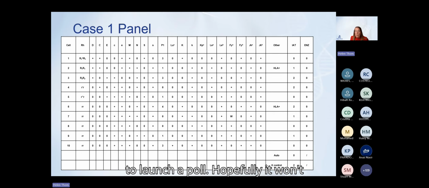But I am just going to launch a poll. Hopefully it won't interfere too much with you looking at this screen, just to see what antibody you've identified. So I'm just going to launch that now. Fingers crossed something happened there. Yep, the poll came up. Lovely, thanks. I'm having that issue again, and I swear I can't see it.